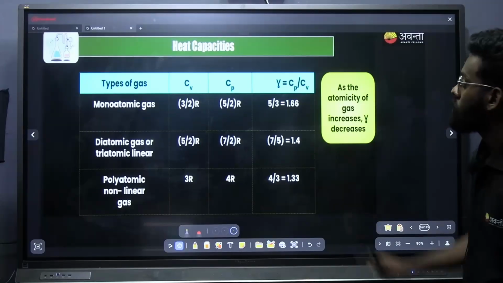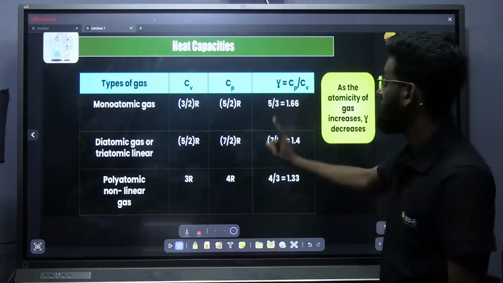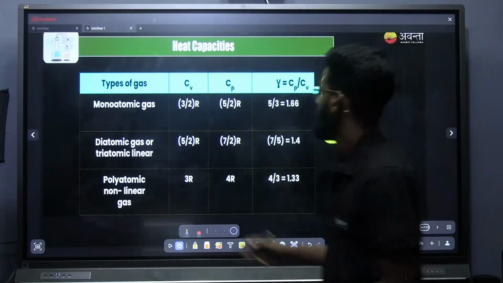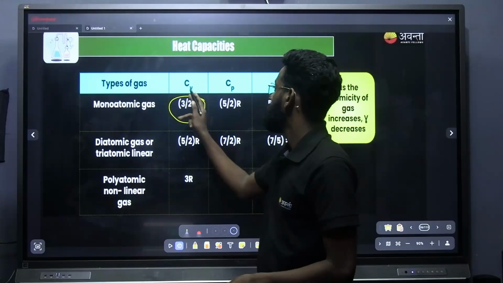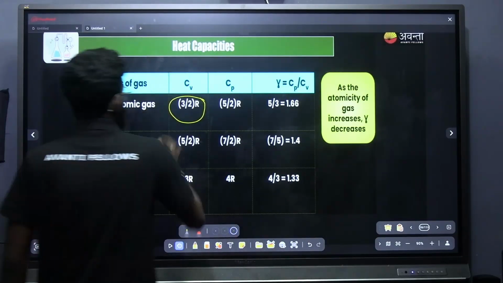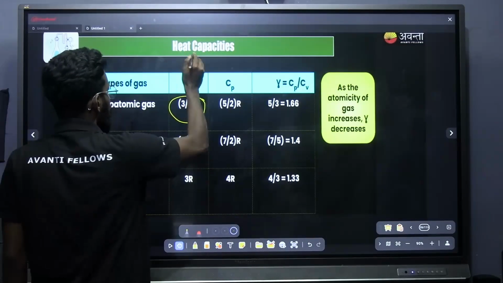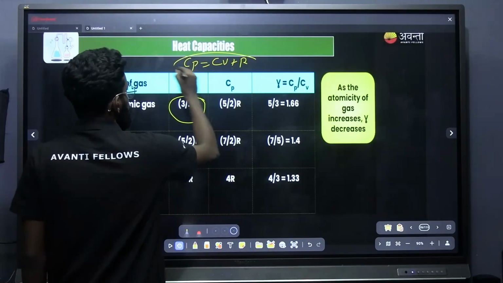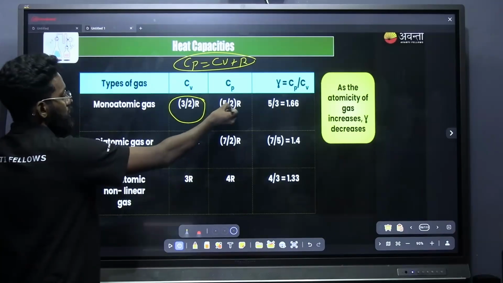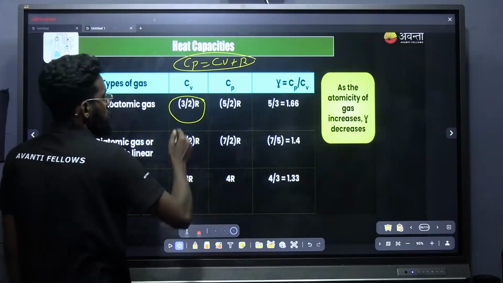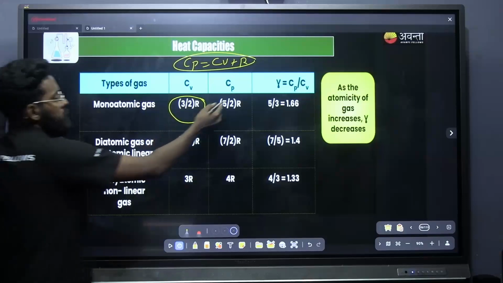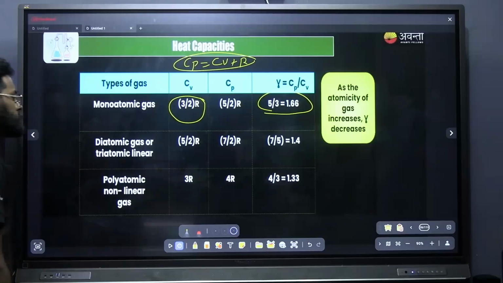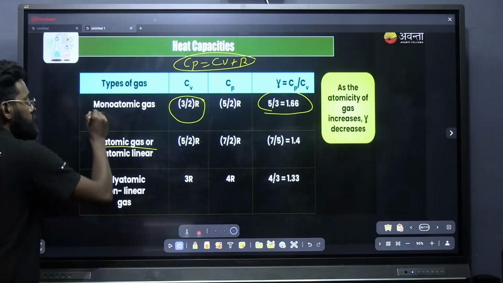Now the heat capacity, the Cp and Cv values for different types of gases. For a monoatomic gas, Cv is equal to 3 by 2R. And we know that Cp minus Cv is equal to R. So Cp will be equal to Cv plus R. If you have the Cv value, you can find the Cp value by adding one more R. So Cv is 3 by 2R, Cp is 5 by 2R, and the Poisson's ratio is 1.66 for monoatomic gas.